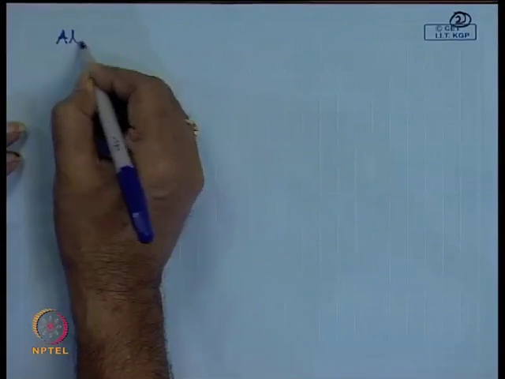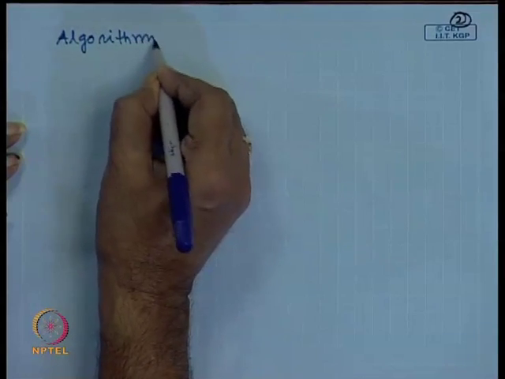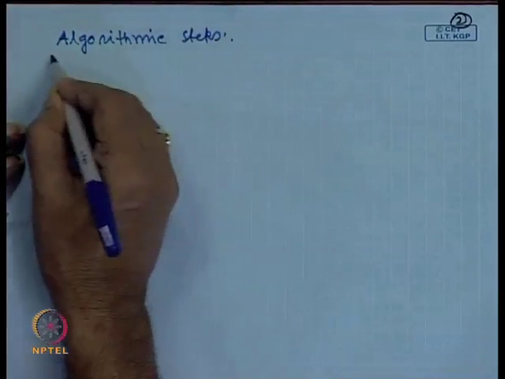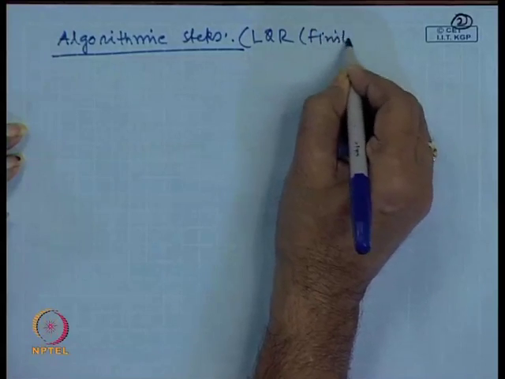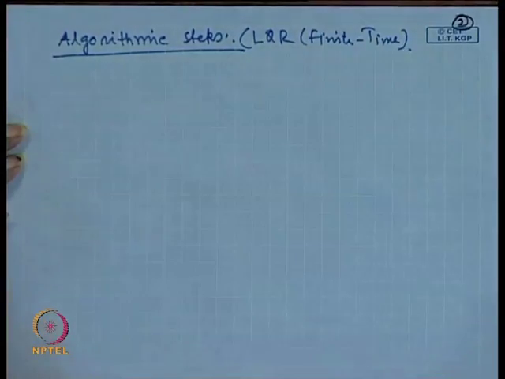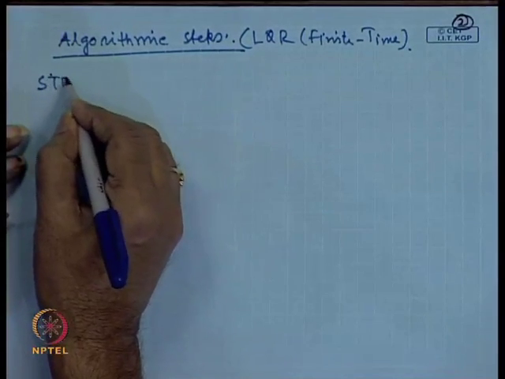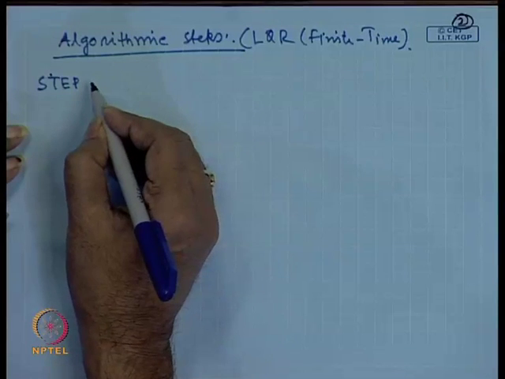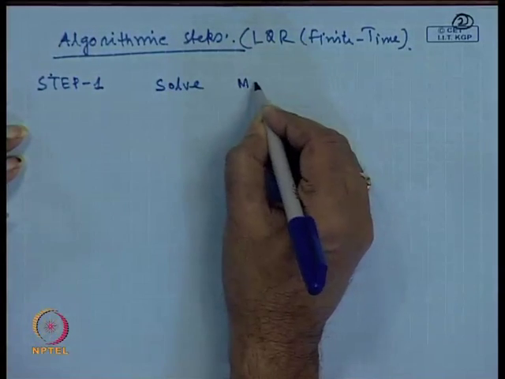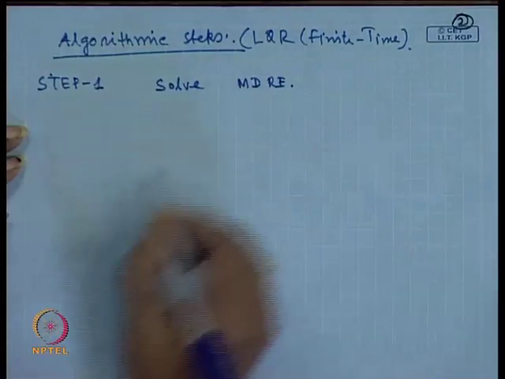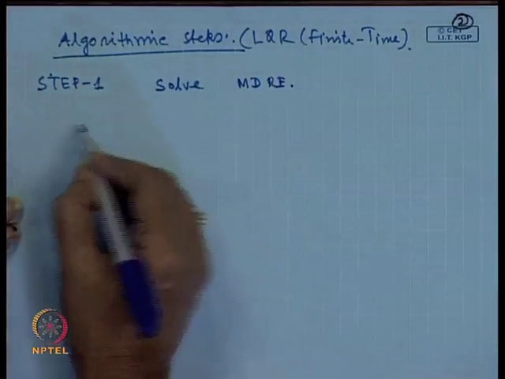So, let us write the algorithmic steps for how one can solve the finite time LQR problem, the finite time regulator problem. First step, step 1: solve the dynamic matrix Riccati equation. What is that matrix Riccati equation?